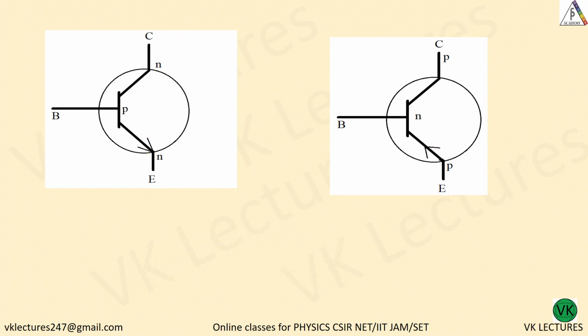So how to get this arrow mark? See, from positive to negative, the current flows. Okay, the current flows from positive to negative. That is why here you have an arrow mark towards the N region. And while for a PNP transistor, the current flows from this positive to negative, towards this side. That is why arrow mark is towards the base. Okay.